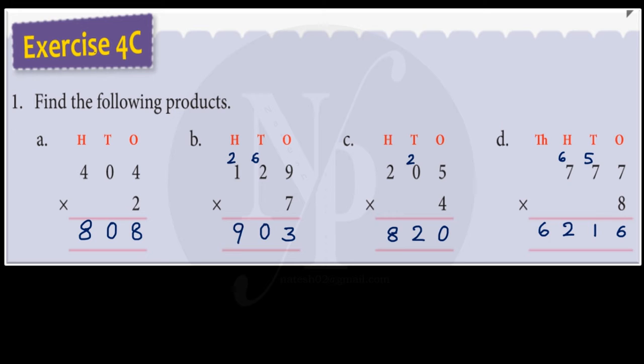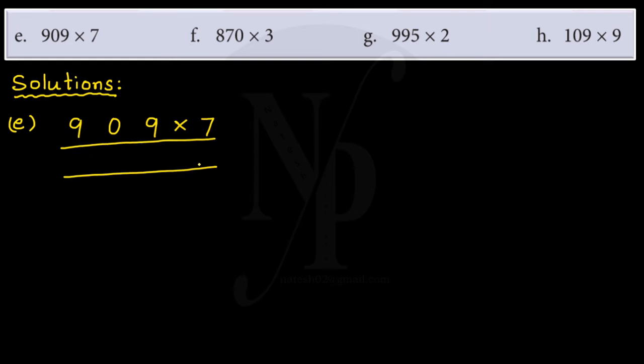Now let us move forward to the next question. Here we have E, F, G, H, 4 multiplication problems again. Let us solve these one by one. First, let us take question E, that is 909 into 7. So we are writing solutions here.